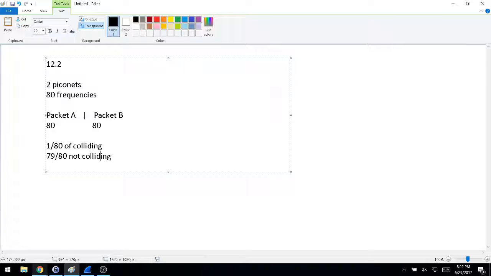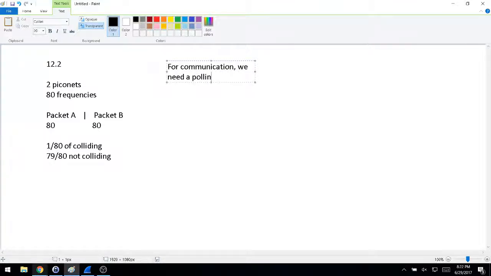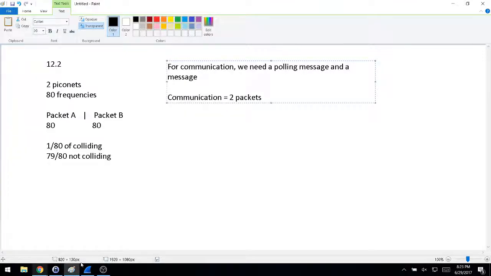But the important thing to note, like the book says, is that for successful communication to occur, we need an initial polling message and then a successful message. So for communication, we need a polling message and a message. That means we need two packets for a successful communication. Again, we're going back to statistics here. These are the odds of an individual packet, or two packets, having this problem.